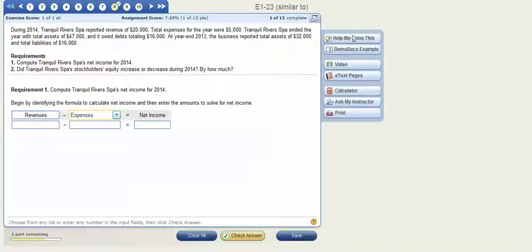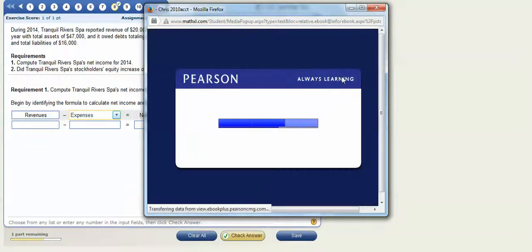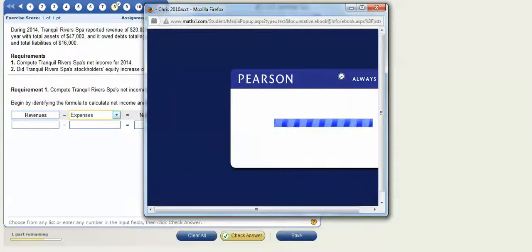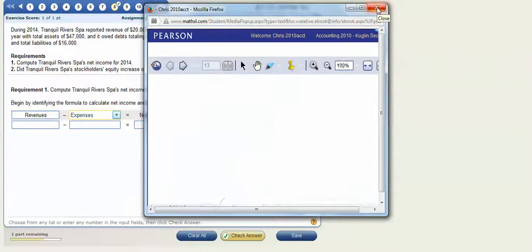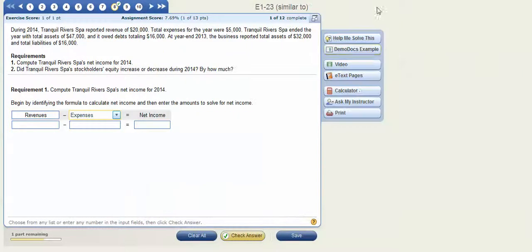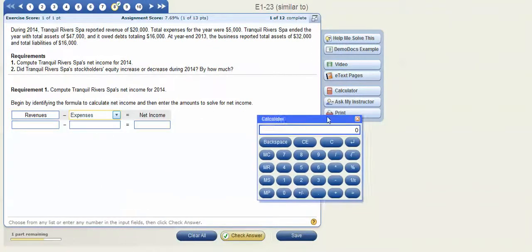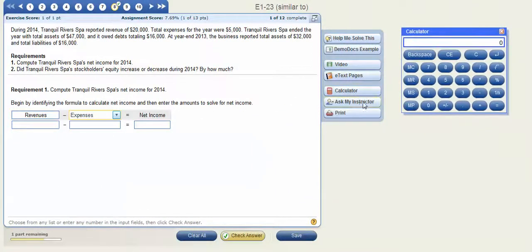So there's another tool you can use. The software will also take you out to the section of the textbook where the problem is discussed, the topics are discussed. So you also can go to that tool and use it. So there you go. It'll take you right to the spot. It gives you a calculator to use. So we can go ahead and move it to the side.